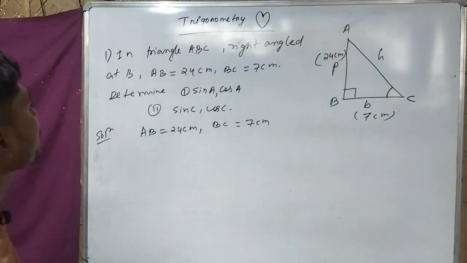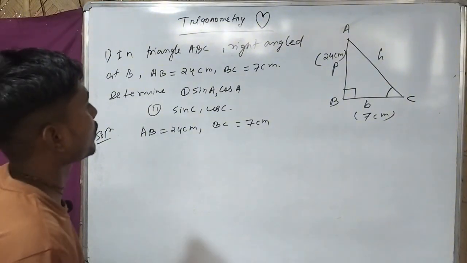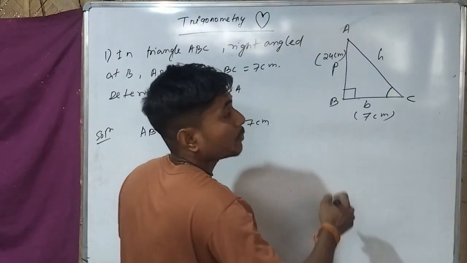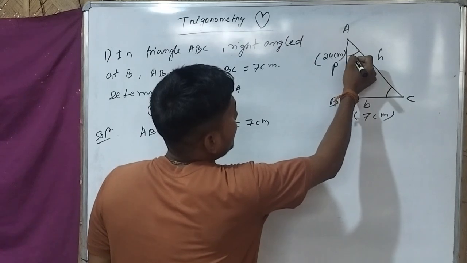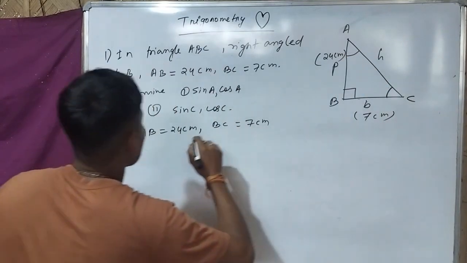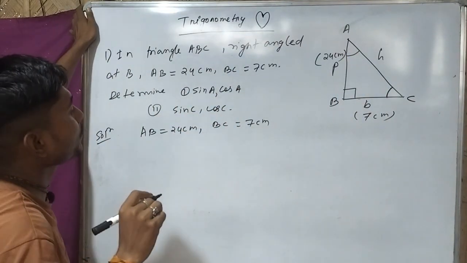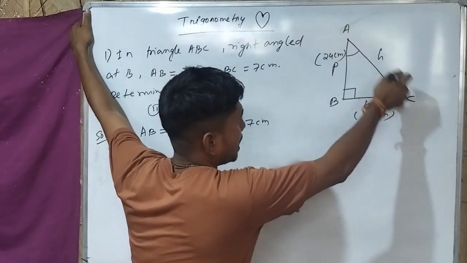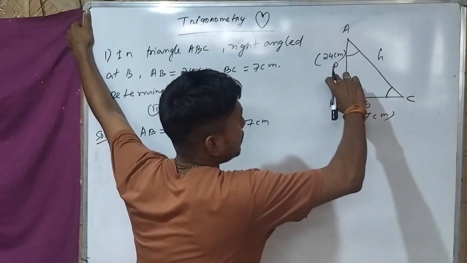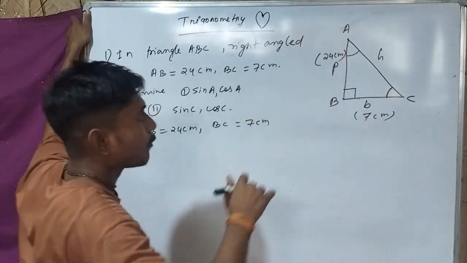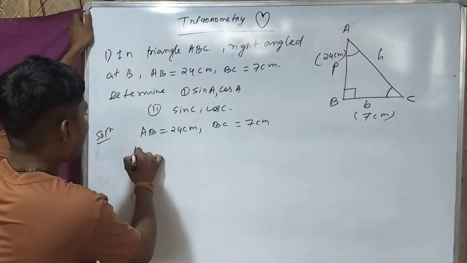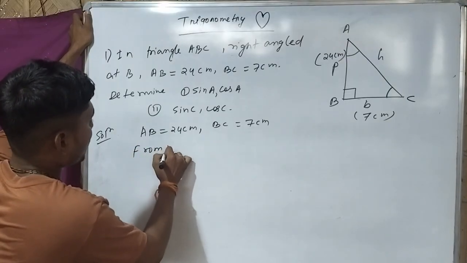Now we have to find sine A and cos A, so we have to find this angle. To find this, we need the third side of this triangle, because we have only two sides. So how can we find the third side? From Pythagoras theorem.